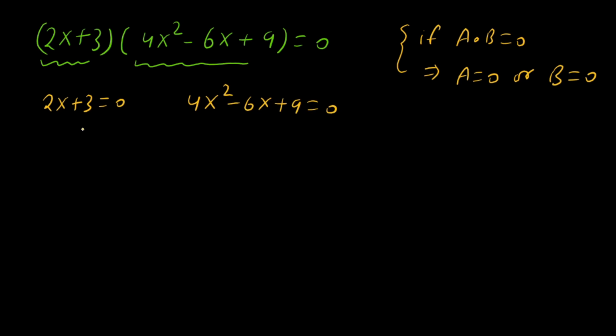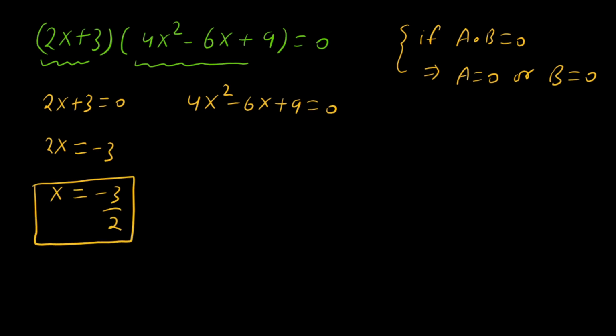Here if we subtract 3 from both sides, then you will get 2x equals minus 3. Now if we divide both sides by 2, then you will get x equals minus 3 over 2. Here this is the first value of x, minus 3 over 2.